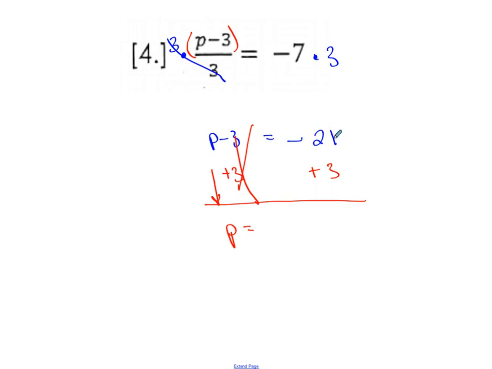Integer rules. Have a negative 21 and a positive 3. Same signs or different signs? Different signs. Find the difference. What's 21 minus 3? Is 18, and which one's the bigger absolute value, negative 21 or positive 3? Negative 21 is the bigger absolute value. It's negative. My answer is negative.